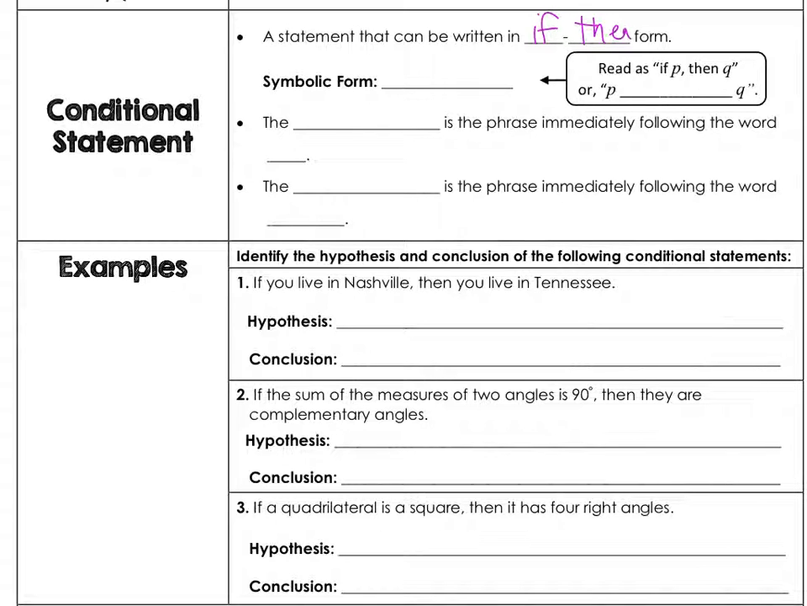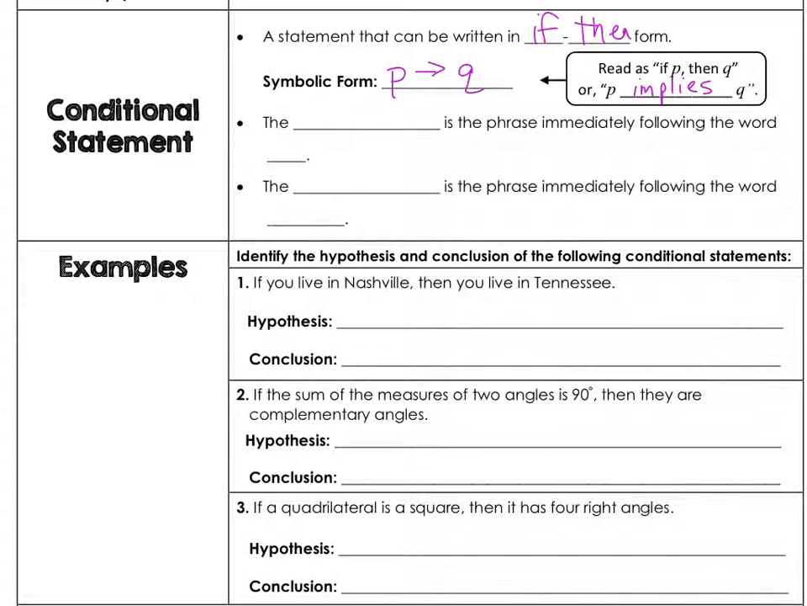For the symbolic form of how we're going to write that, it is going to be P, and then your arrow to the right, and then Q. Remember when we were filling out those cards that the arrow means implies. So P implies Q, or we can read it as if-then, if P, then Q.